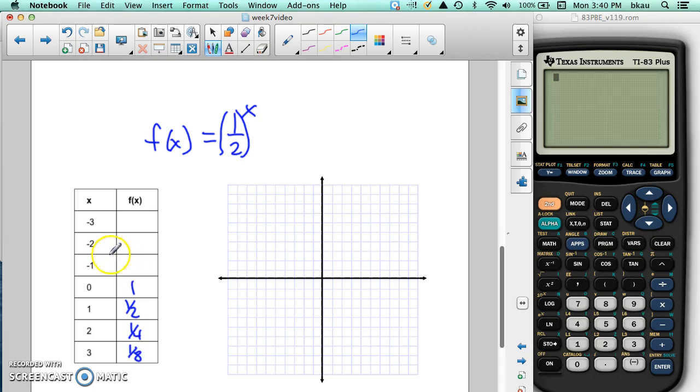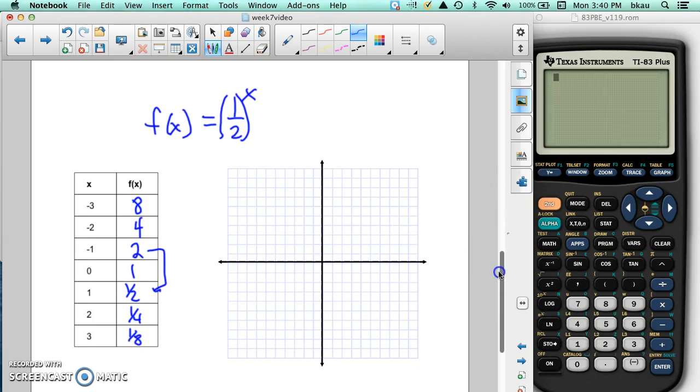Remember what I said up above, that the negatives are the reciprocal, so this is going to be 2. It's going to be the reciprocal of this one. The reciprocal of 1/4 is 4. The reciprocal of 1/8 is 8. So since we put the reciprocal in here, our chart comes out as a reciprocal. It does the opposite. It decreases instead of increasing.